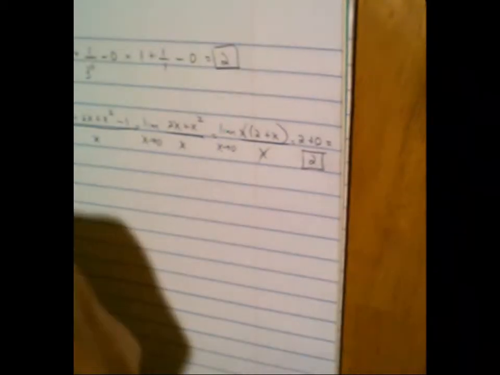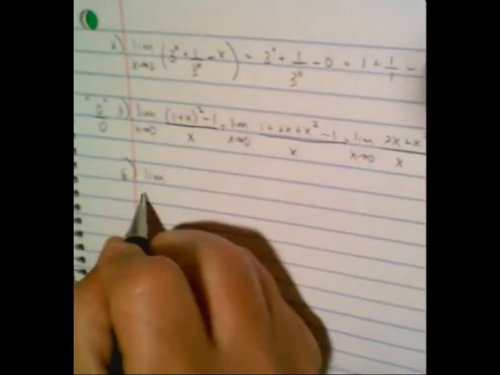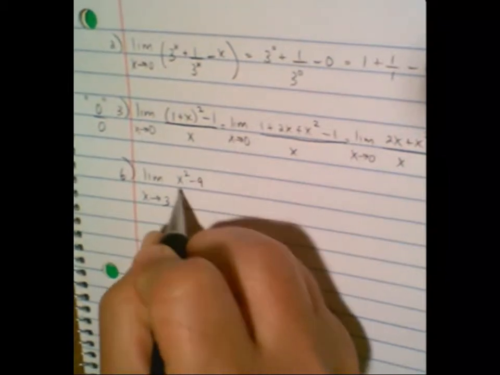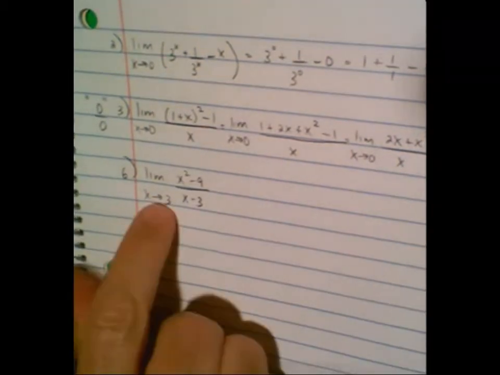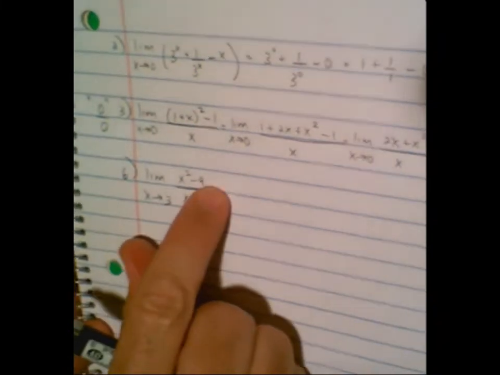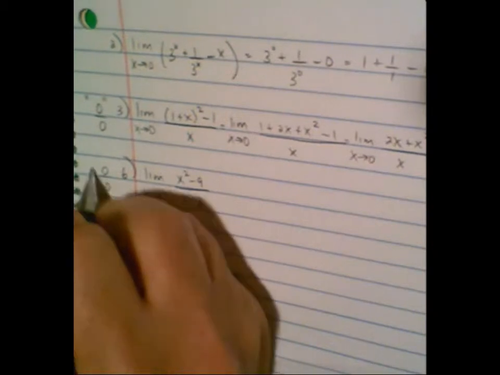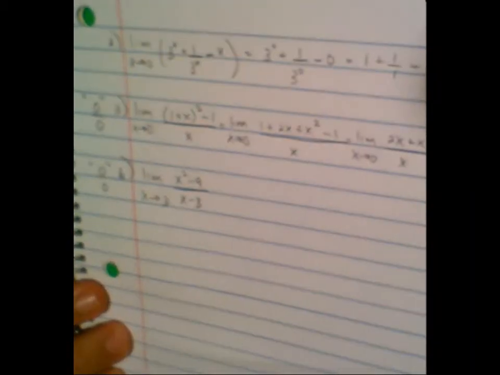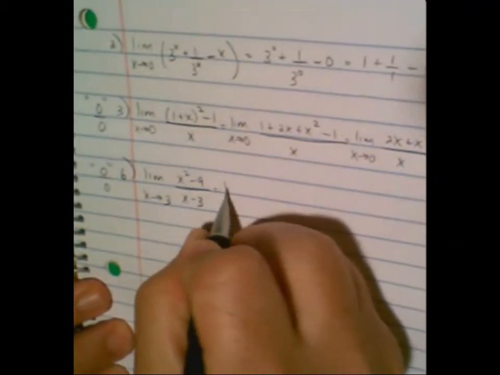Number 6 says the limit as x approaches 3 of x squared minus 9 over x minus 3. So, if we were to plug in 3, you would get 9 minus 9 is 0, over 3 minus 3 is 0. We would end up with 0 over 0 again, which is indeterminate. So we have to factor and cancel or do whatever necessary. In this case, factoring and canceling.